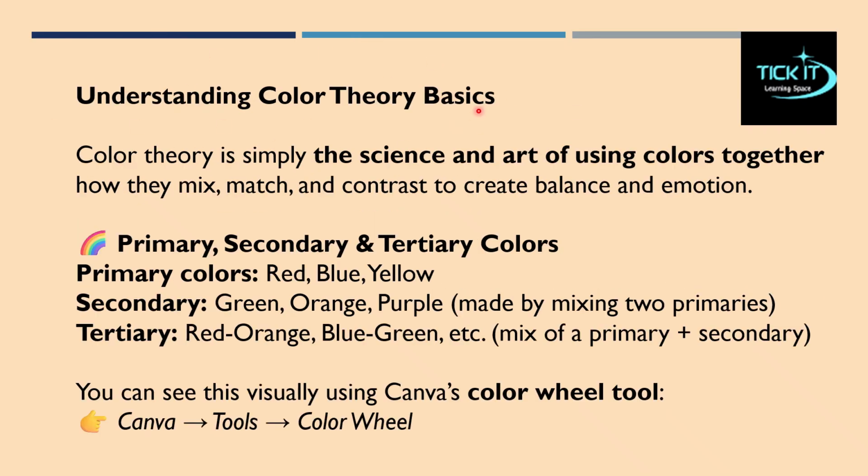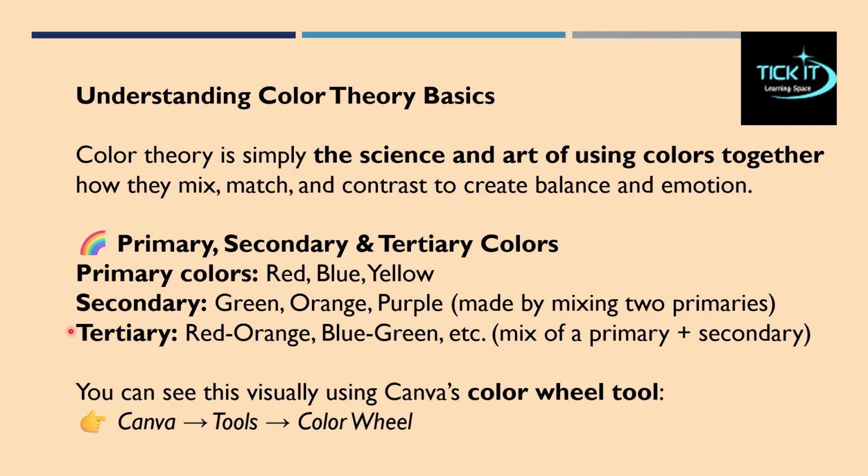Okay? Understanding color theory basics. Color theory is simply the science and art of using colors together. That is, how they mix, how they match and contrast to create balance and emotion. Now, jumping into colors, we have primary colors, secondary colors, and tertiary colors. As you can see here, primary colors, that's red, blue, and yellow. Then we move to secondary colors. This is where we have green, orange, purple, and many other likes. And then we have tertiary colors. This is where we have an example of red-orange, blue-green, etc.